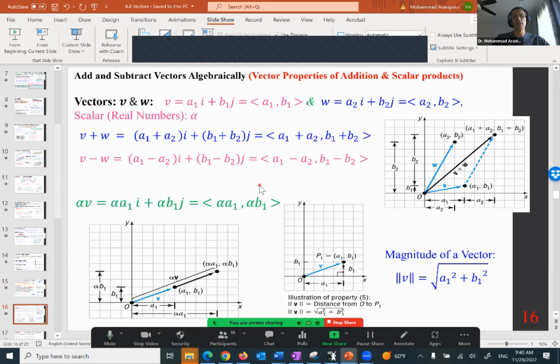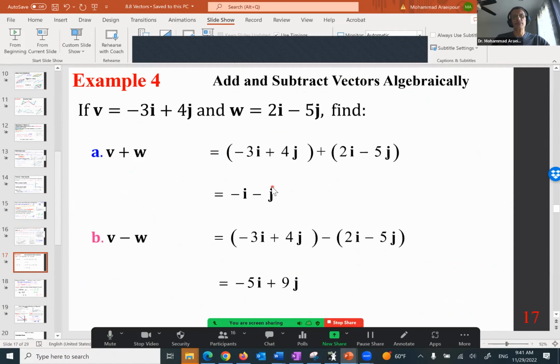We continue with the same thoughts here. Vector properties of addition and scalar products. In this case, we just added and subtracted vectors algebraically, just the way we would do with operations on real numbers.